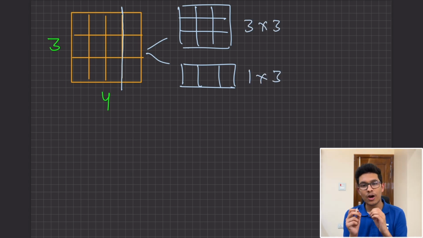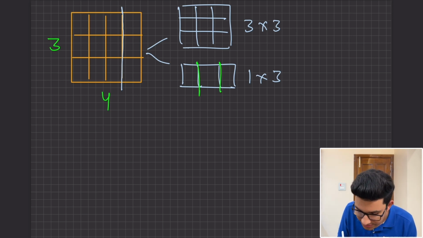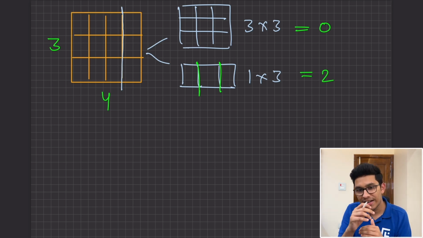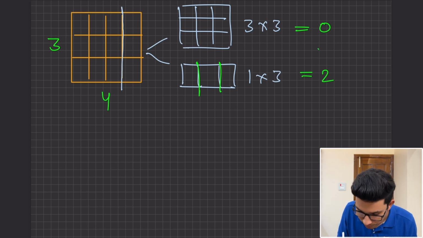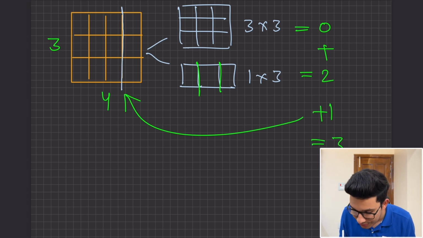If you have 1 cross 3, how many cuts is it going to require to convert it into squares? It is going to require 2 cuts. So this is 2, and this requires 0 cuts because it is already a square. So how many cuts in total now? 0 plus 2 plus 1. So this requires 3 cuts in total, right?